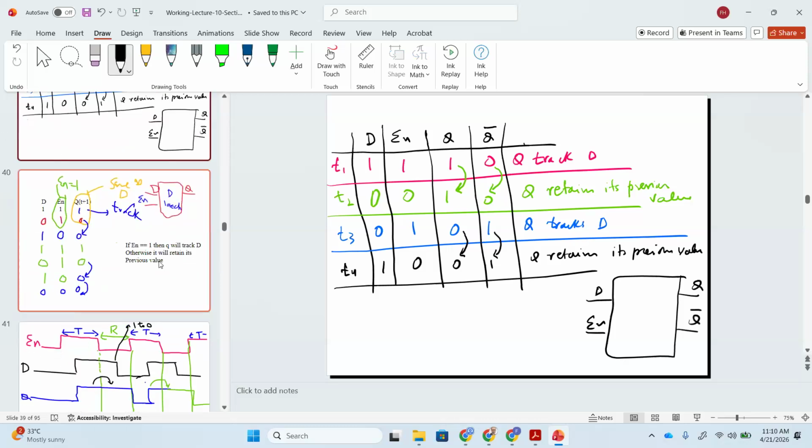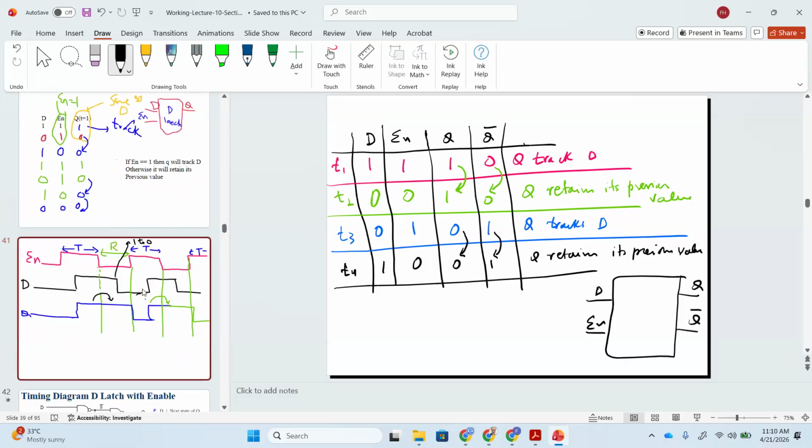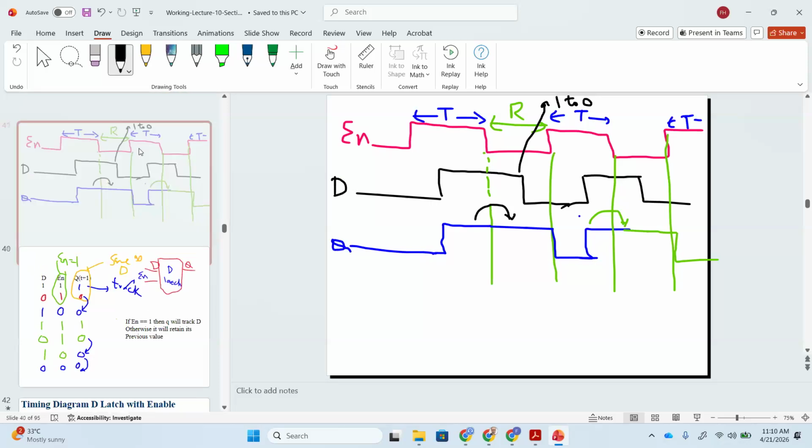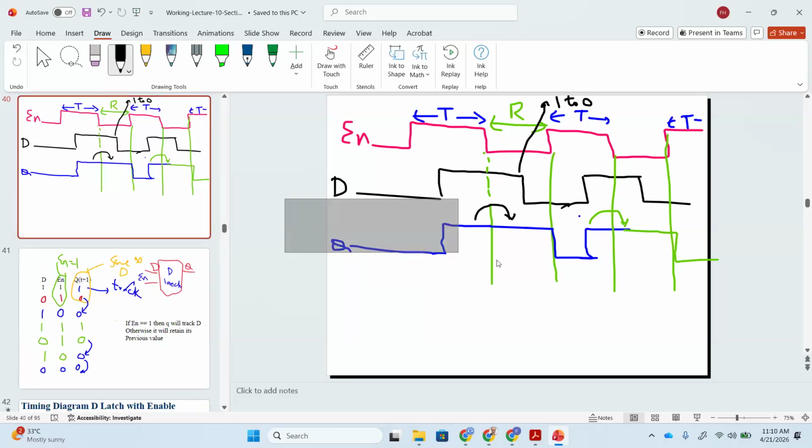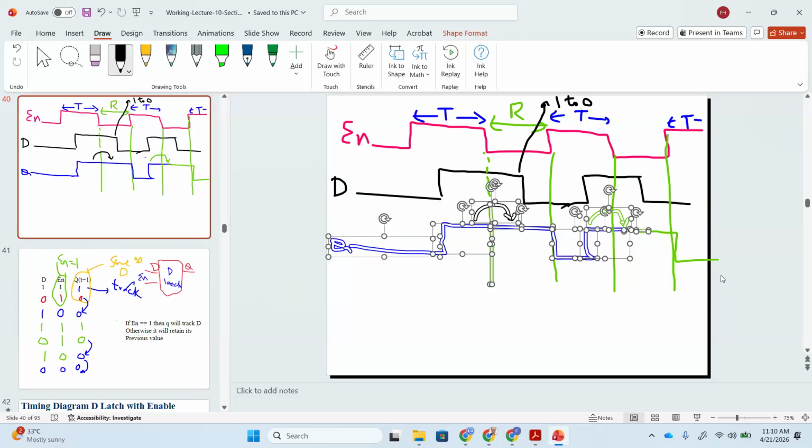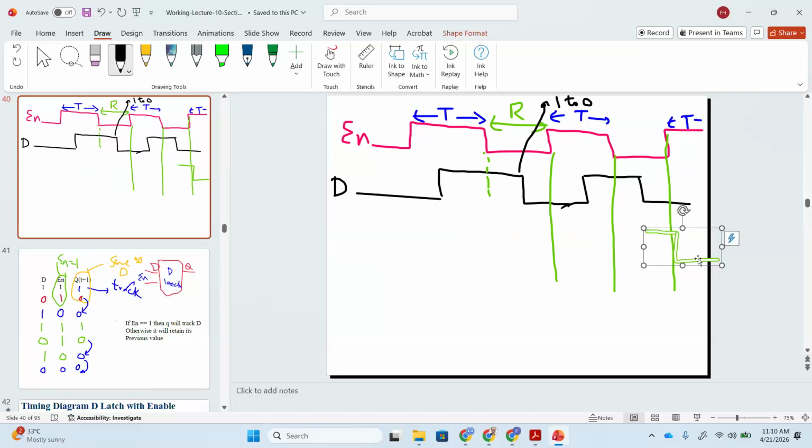Is it clear or not clear? Okay, what I'm going to do now is put it here. So let's assume this is the waveform. Now we have a D latch. There are two modes.